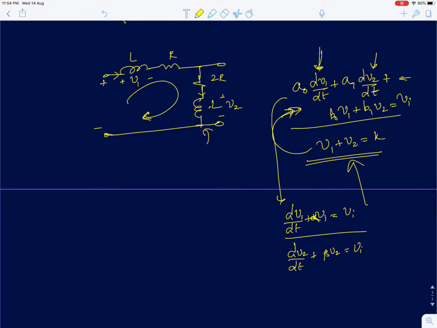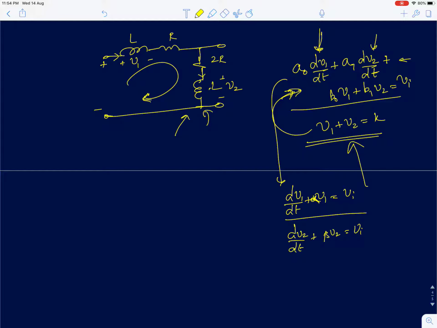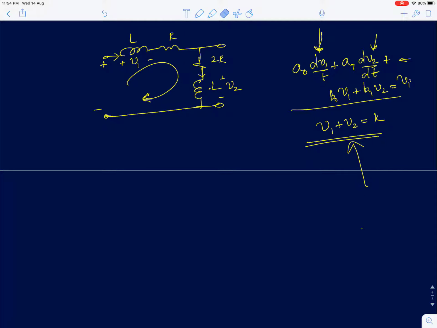So that's how, even though there are two energy storing elements, even though there are two inductors, their voltages or currents can be linearly related to each other. There is a relation which relates either the currents or the voltages through a linear equation, and once we have that, the order is going to be one. In this case it's going to be a first order system. So I'll quickly start writing the transfer functions.